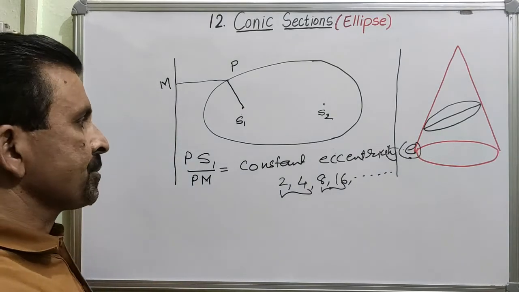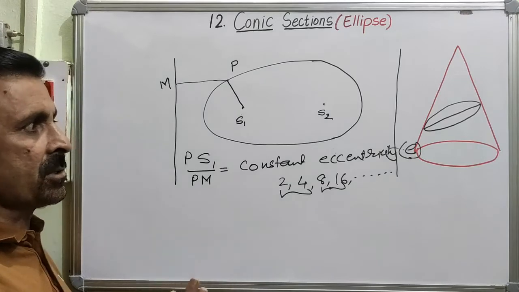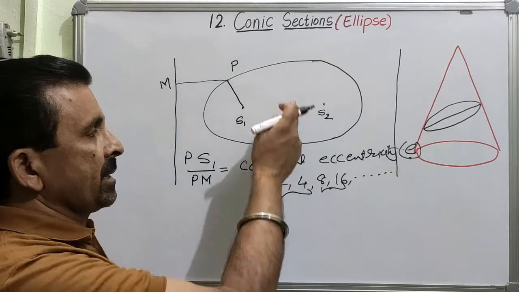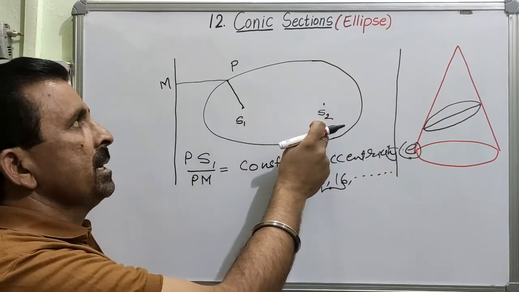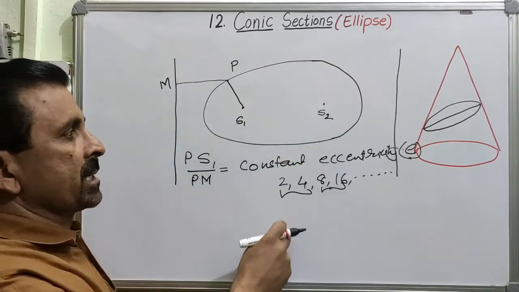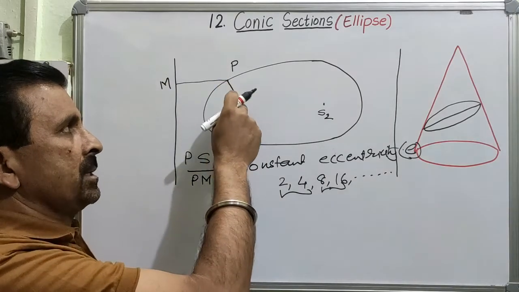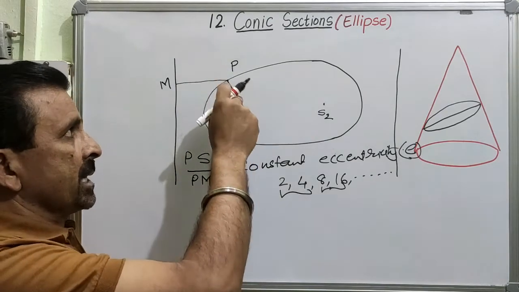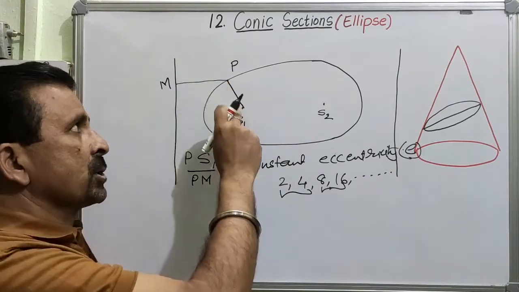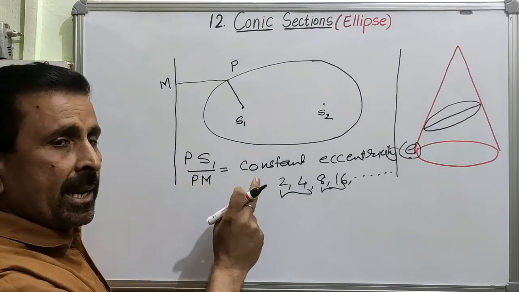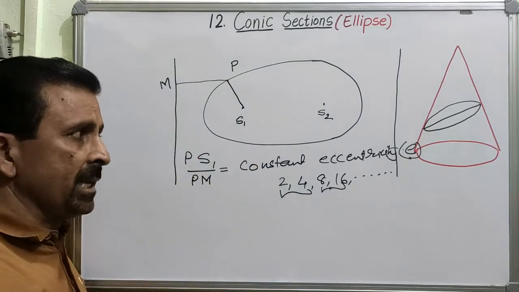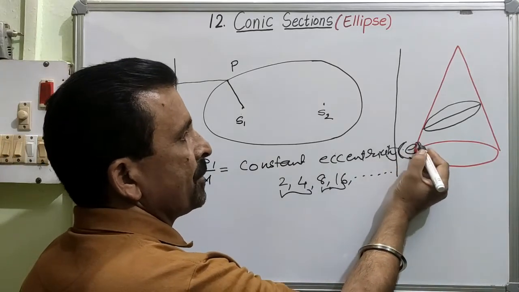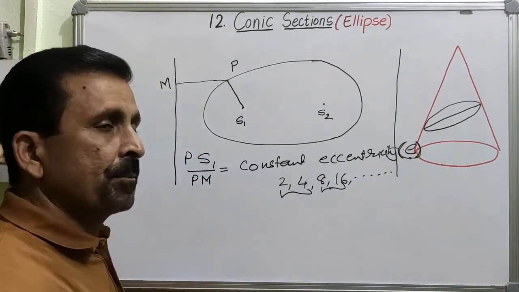Is this very clear? So this is the basic thing about the ellipse: in the ellipse we will have two focus and then two directrix, and the ratio of PS1 to PM will not be the same. The distances of these two will not be the same, but the ratio of these two will always be the same, and it will be equal to a constant quantity. That constant quantity we name as eccentricity, and we denote it by small e.